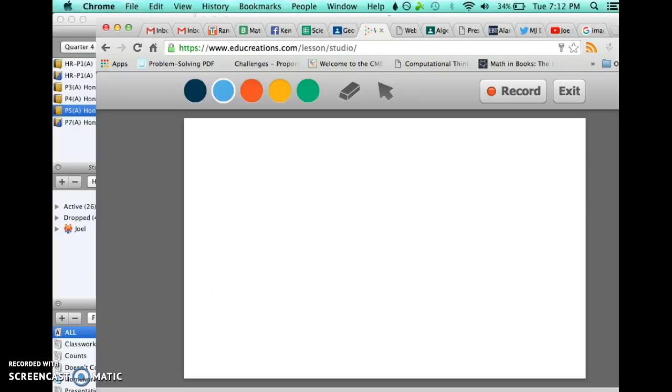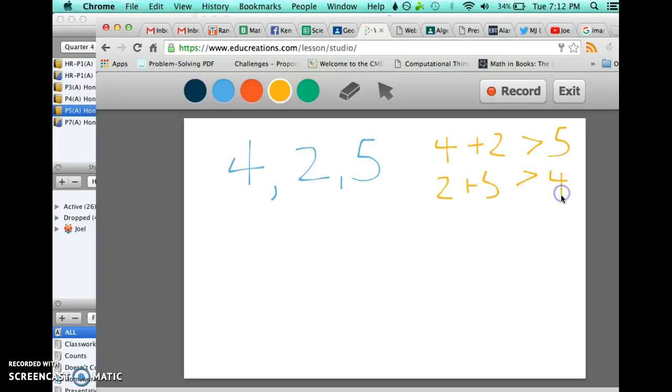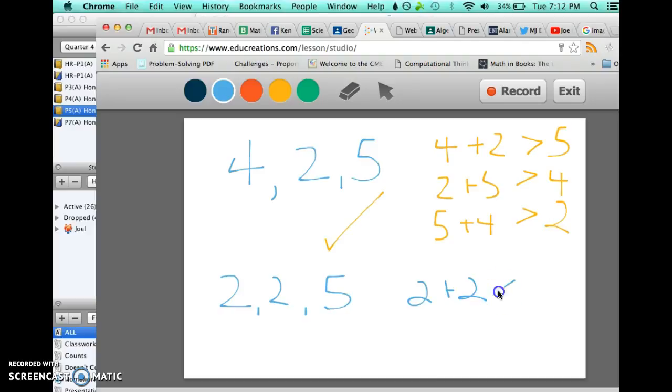So, for example, 4, 2, and 5. Is this a possible triangle with those three sides? Well, 4 plus 2 is greater than 5, so that works. 2 plus 5 is greater than 4, that works. And 5 plus 4 is greater than 2. So this one is possible, yep. But 2, 2, 5 is not possible because 2 plus 2 is less than 5. So this is not a possible triangle.